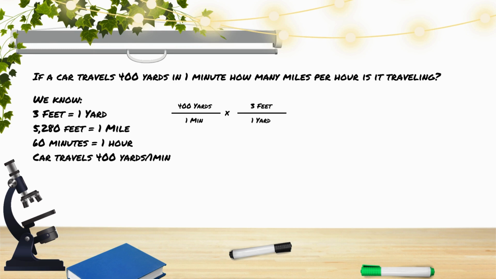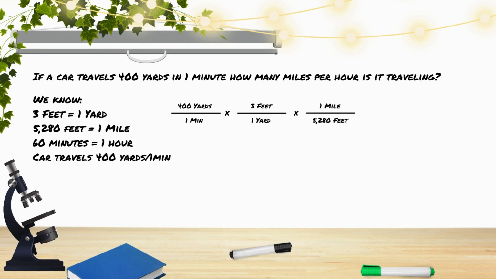Now we need another conversion factor. So we are going to look at how many feet are in a mile. And again, we know that 5,280 feet is in 1 mile, and we need to set this up in a way that our units cancel. So again, we're multiplying by our conversion factor, and we are going to put 1 mile over 5,280 feet.